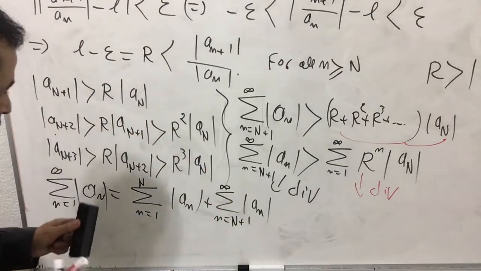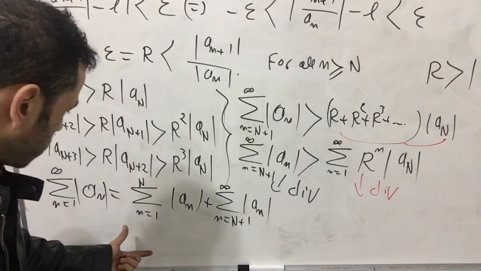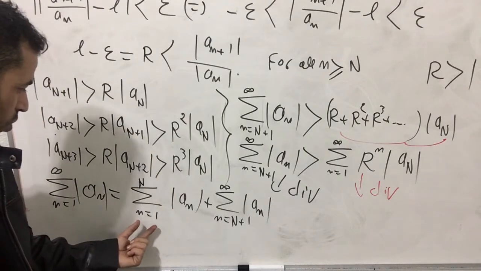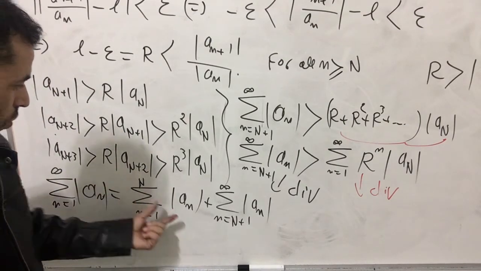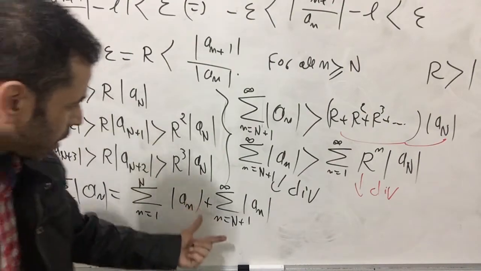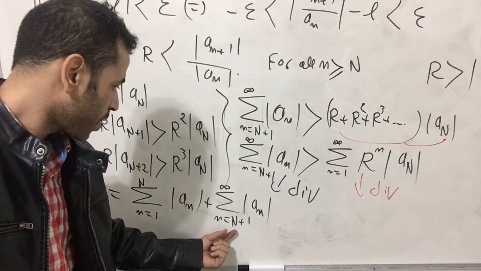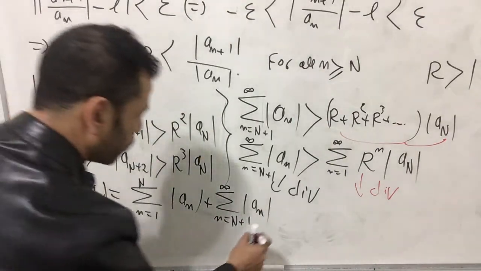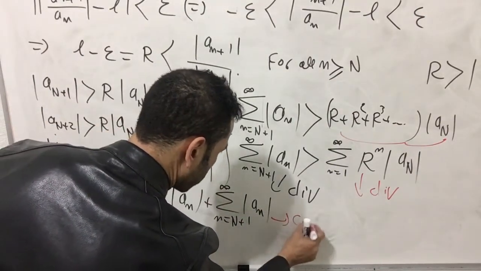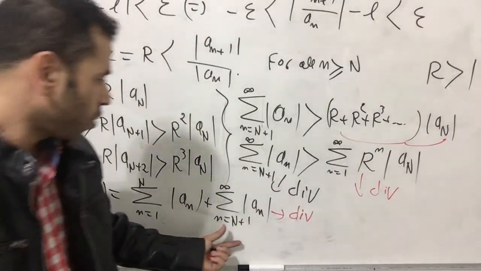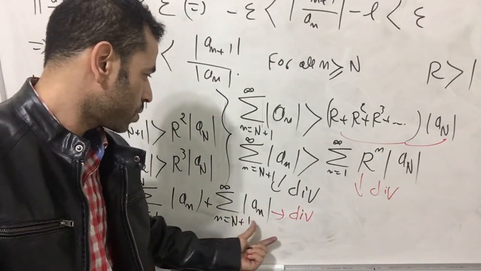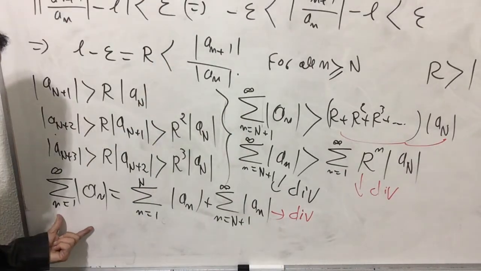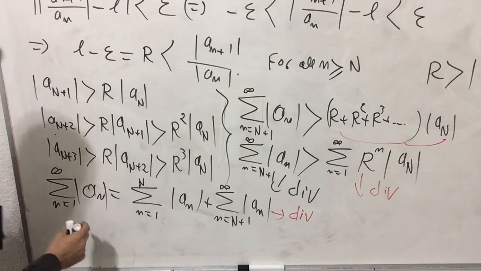Okay, so we have these partial sums. This sum as a whole is equal to this sum as n goes from 1 to capital N of the absolute value of a sub n, plus another sum from capital N plus 1 to infinity of the absolute value of a sub n. We found this tail sum divergent because of the comparison test. So the whole sum is going to be divergent as well.